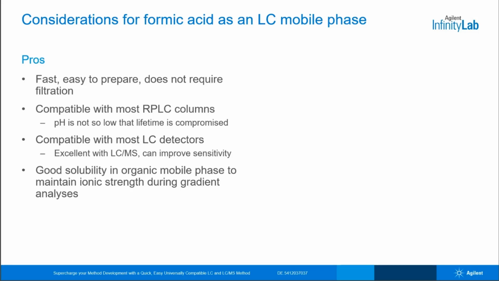Having good solubility in organic also allows you to add your mobile phase modifier to both bottles. This is important for gradient analysis to ensure that you maintain a constant ionic strength across the gradient, which will contribute to method robustness. Now let's look at a few chromatographic examples of these benefits with formic acid mobile phases.